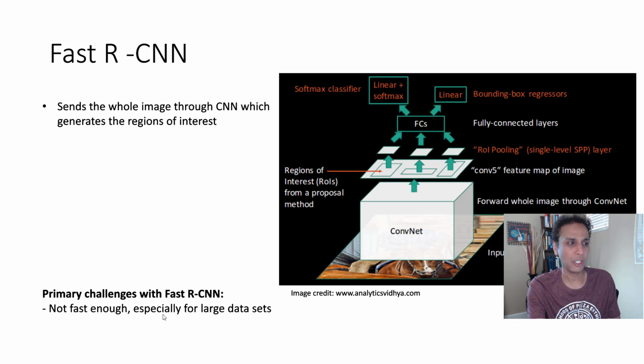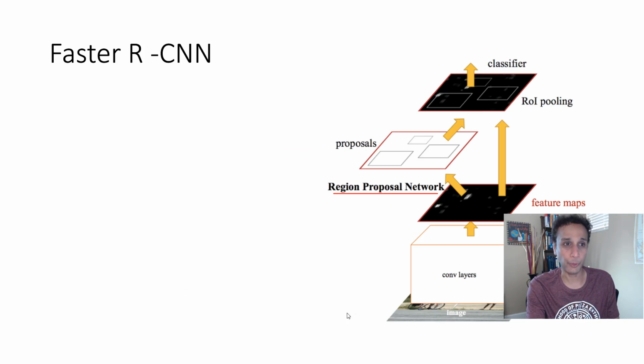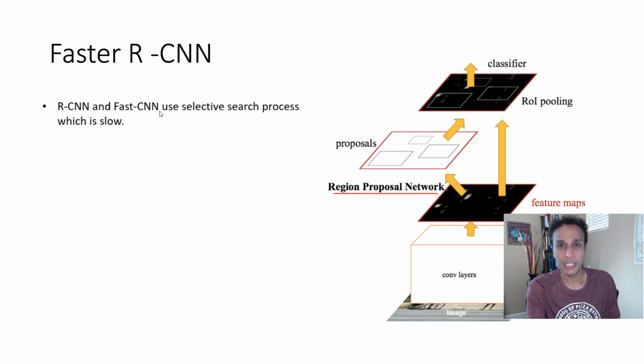But again, what is the challenge? It's not fast enough. What if you have very large data sets? This is where faster RCNN comes into the picture. Again, go ahead and read the paper, but let me summarize it quickly. The key piece of technology in faster RCNN, which also gets used in mask RCNN, is the region proposal network. What is that? RCNN and fast RCNN, as we discussed, use the selective search process. Remember the greedy algorithm, non-maximum suppression? That is what's used for proposing the regions, and that algorithm is extremely slow.